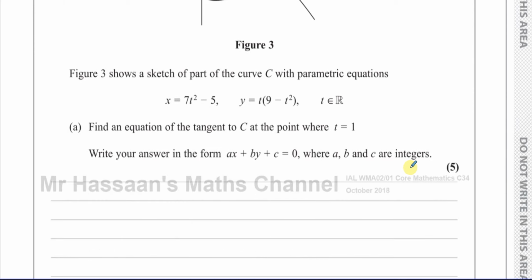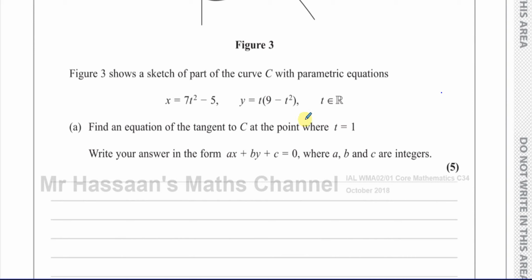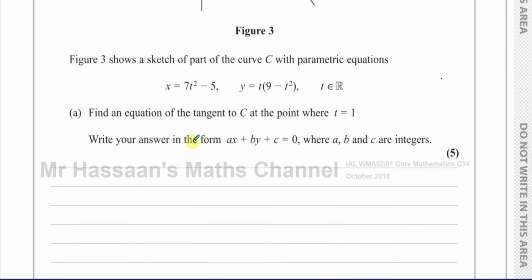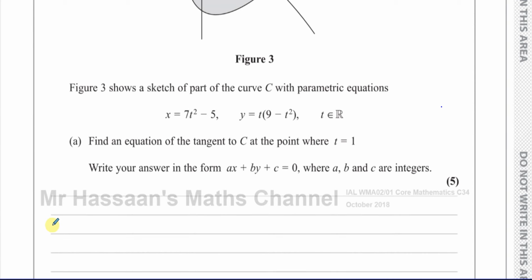To find the equation of a tangent, the tangent to a curve is a straight line which touches the curve at the point. So we've got to find the equation of the straight line in this form. What we've got to do is find the coordinates of the point where t equals 1, and find the gradient of this curve at the point where t equals 1. So let's first work out the point where t equals 1.